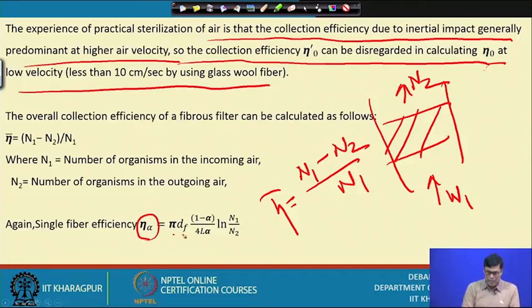And single fiber efficiency is what? Equal to pi df 1 minus alpha. What is alpha? Alpha is the fraction of the fiber. That 1 minus alpha is the void fraction, and L is the length of the fiber. What is this? This is the thickness of the fiber. This we can design, and this is N1 by N2. This is what we have given here.